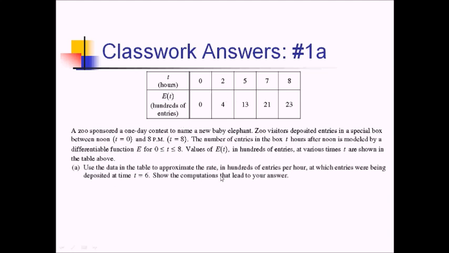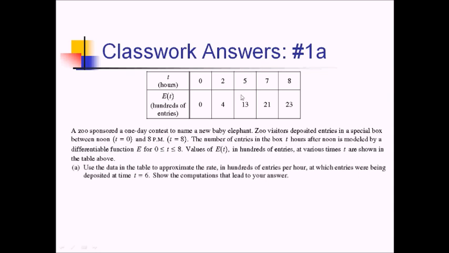Okay, so we're basically trying to approximate E prime of 6. But we don't have an actual E function that's spelled out formulaically. So we're going to have to approximate it instead by finding the average rate of change of the E function over a certain interval in this table. Now, which interval should we use? Well, let's pick one that has time 6 in it, like the interval from 5 to 7.